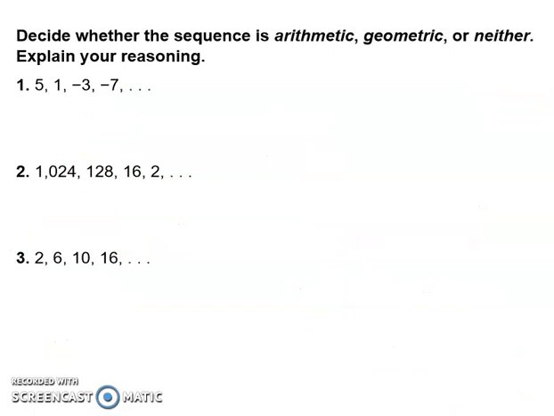Let's keep it going. Okay, decide whether the sequence is arithmetic, geometric, or neither. Explain the reasoning. So pause the video, attempt these 3 problems, and when you're ready for the answers, resume.